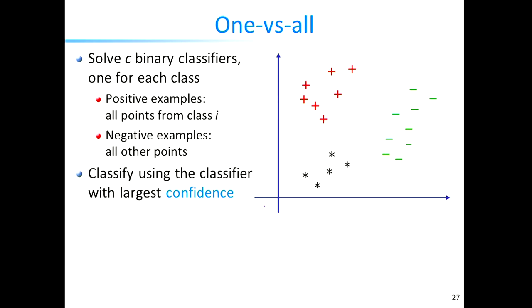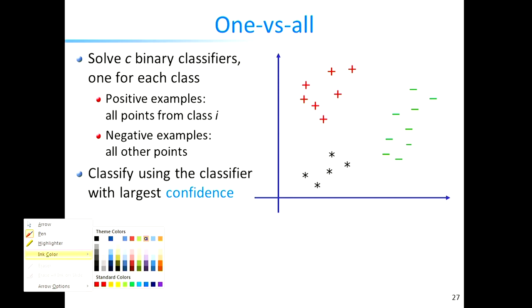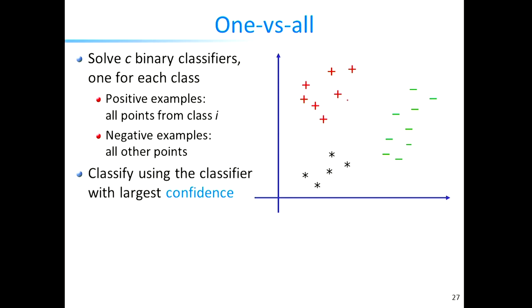Right, so conceptually, it's a very straightforward thing. For example, if you were to have this example here, this data set, say we might start with the positive class and try to classify it against all the others. So essentially, we create a new data set where we have the pluses as the positive examples, and all the other labels, the minuses and the stars, as negative examples. And this may give us a classifier that might look like this.